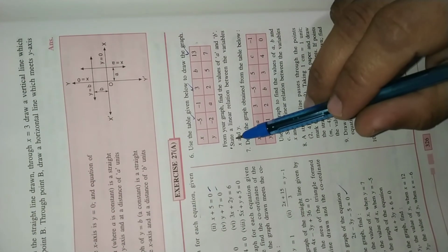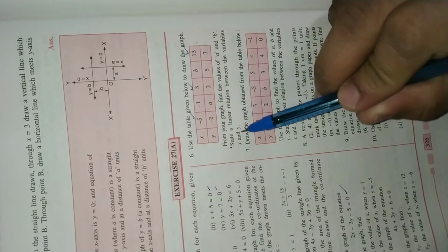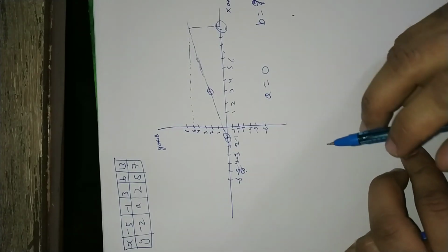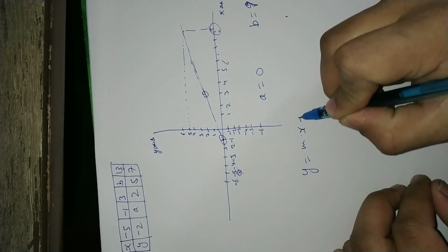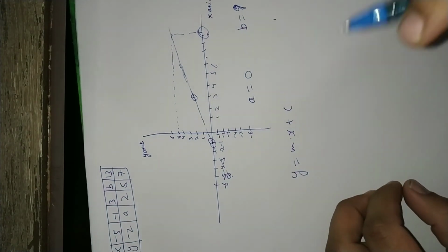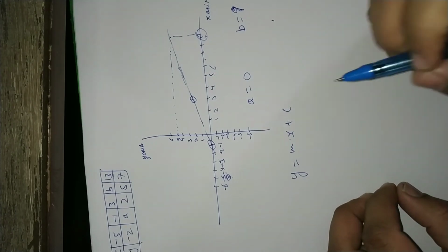Okay, state the linear relation between the variables x and y. So we also have to find the linear relation. That means we have to find the linear equation from which this table is formed. So what is the general equation of a line? y equals mx plus c. So basically we have to find the values of m and c.